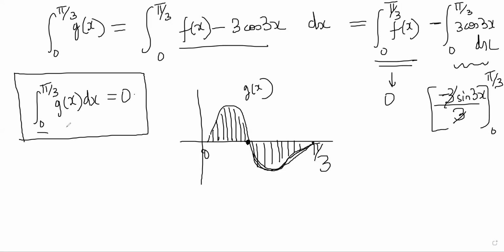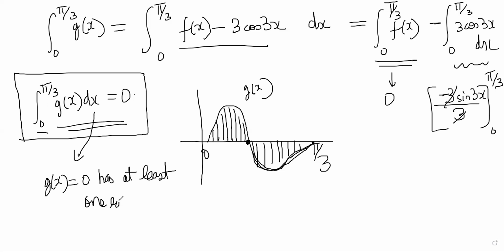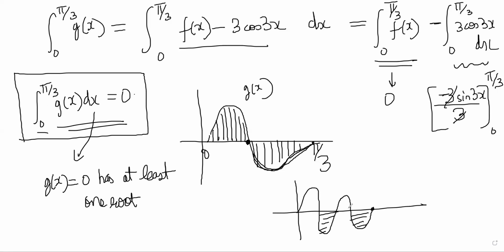So basically, this condition implies that g of x equal to 0 has at least one root, right? It may cross the x-axis multiple times. The function could be like this, from 0 to pi by 3, and somehow the negative areas are cancelling the positive area.